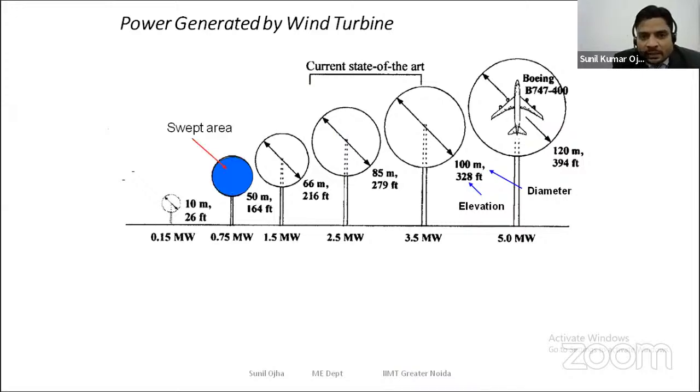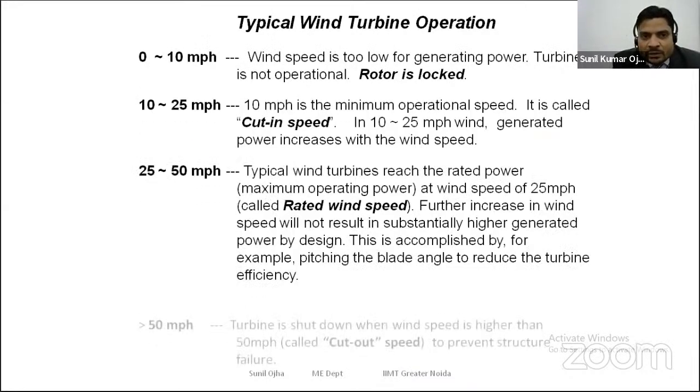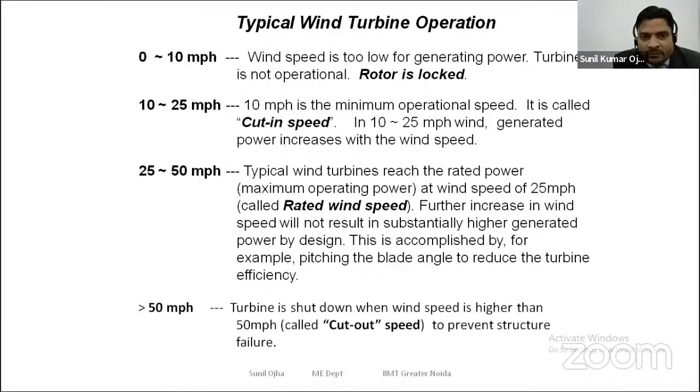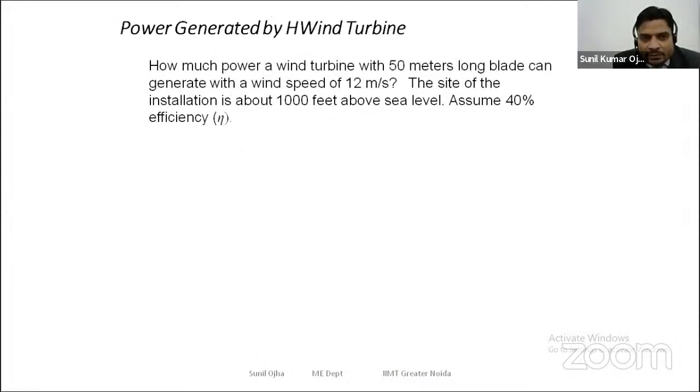So we can say these are the swept areas. 0 to 10 miles, 10 to 25 miles. Typical wind turbine blades work at 20 to 25 miles per hour.